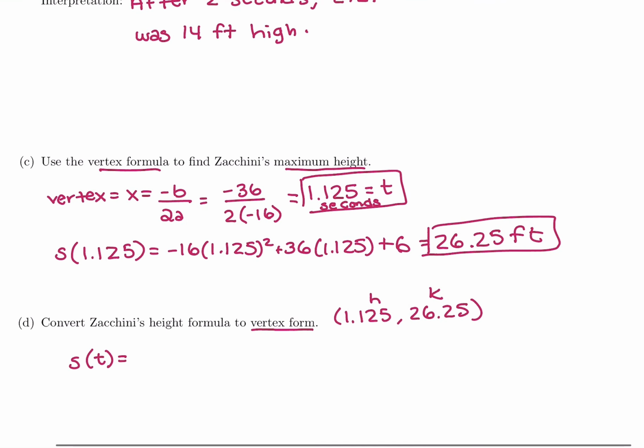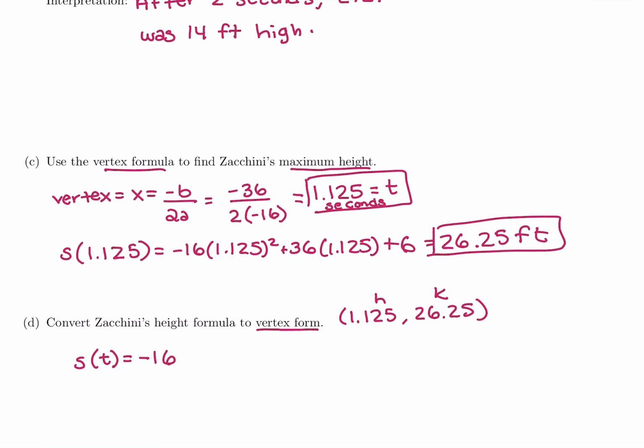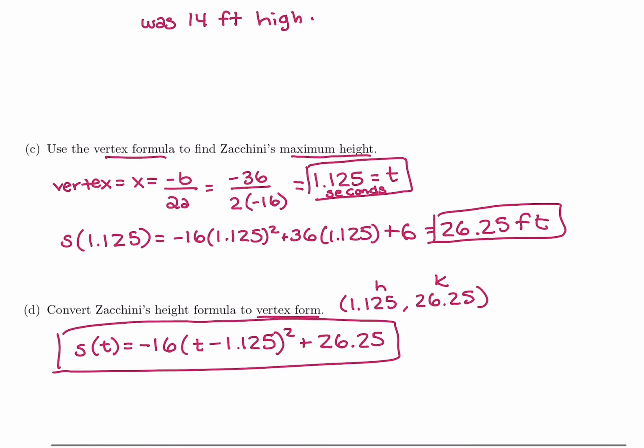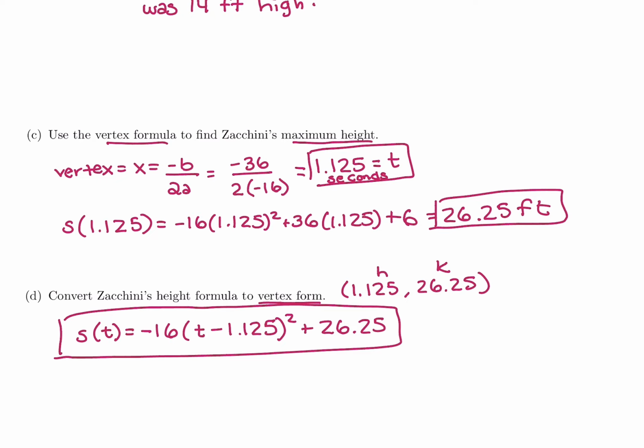So we have negative 16 times x minus h, or in this case, we're going to have a t, because we're looking at s of t. So we're going to have t minus our h, which is 1.125. That's getting squared, and then your value for k goes at the end. 26.25 is added at the end. There is the vertex form of this. Keep A the same, still negative 16. Plug in h and k into the specific spots.